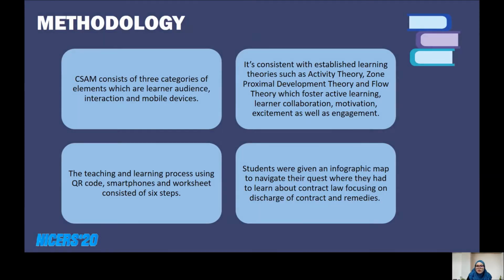This CSAM strategy consists of established learning theories such as activity theory, zone of proximal development theory, and flow theory, which foster active learning, learner collaboration, motivation, excitement, as well as engagement.